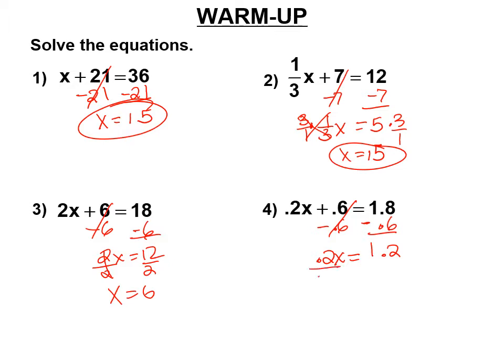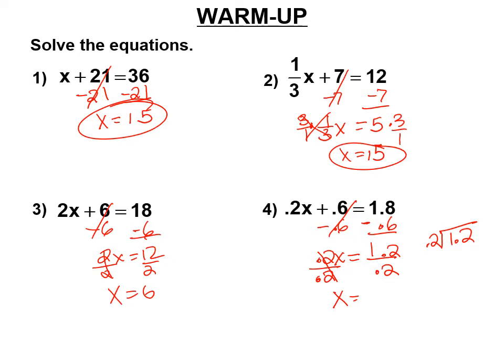We have to divide both sides by 2/10 or 0.2. Now we have 1.2 divided by 0.2, or 1 2/10 divided by 2/10. Now you're not allowed to have that out there. Who knows what to do, right?